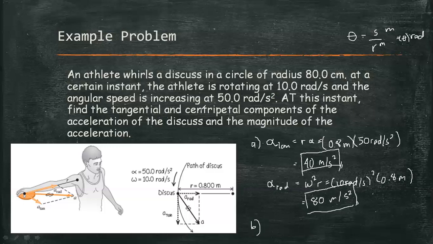Now, to get the magnitude of the acceleration, it is equal to the square root of the centripetal acceleration squared plus the tangential acceleration squared, which is equal to the square root of 40 squared plus 80 squared, which gives us 89.4 meters per second squared.